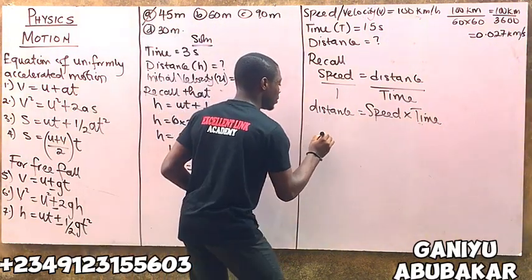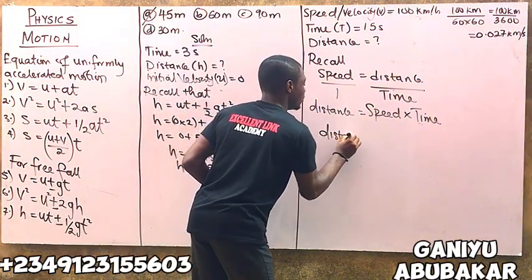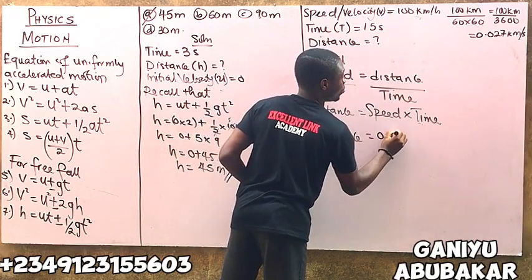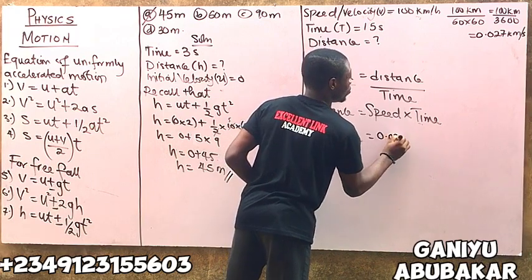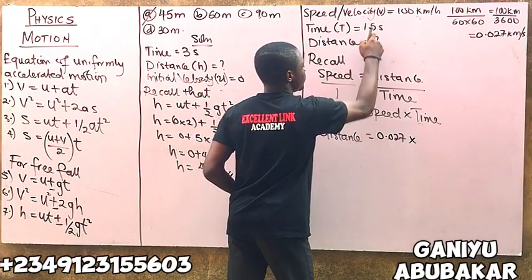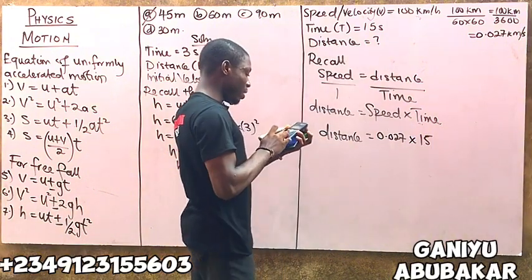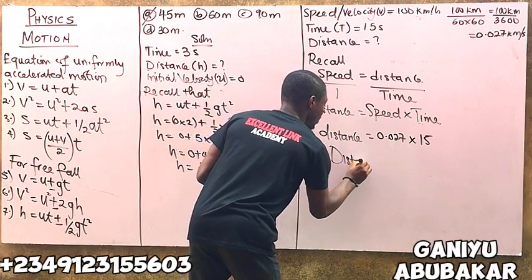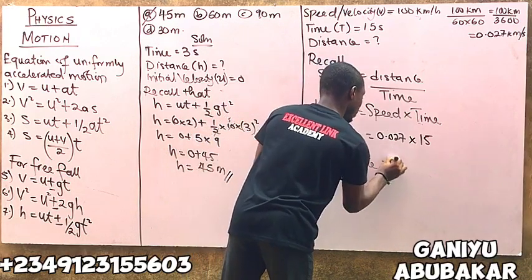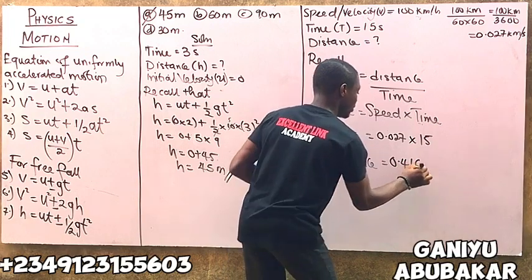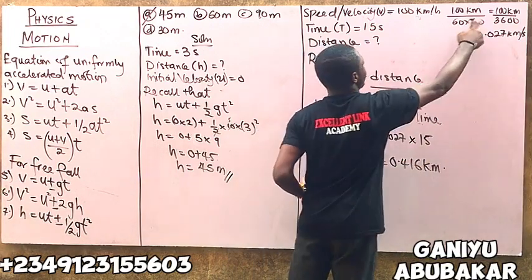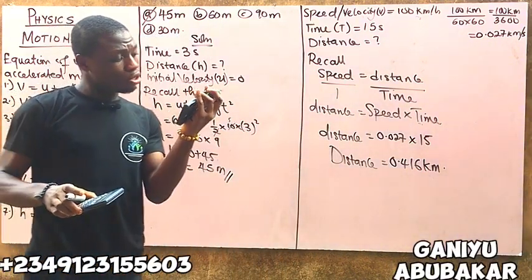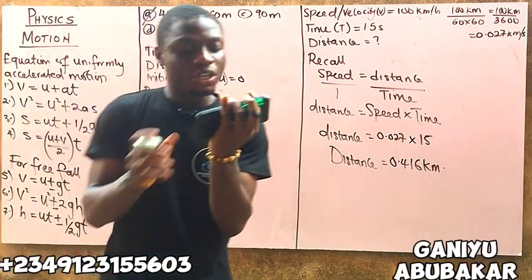So it means that distance is equal to speed. Speed is 0.027 multiplied by time. What's time? 15. So if I multiply this by 15, I'll have that distance is equal to 0.416, in what? In kilometers. I'm having kilometers here, so it's in kilometers. So my option there is option A. All right, option A there.